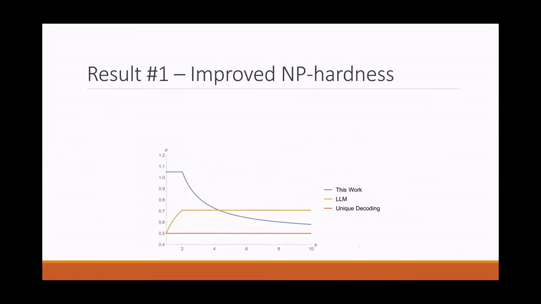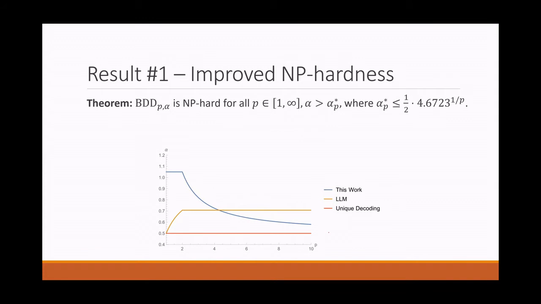So what did we do? Our first result was to show improved NP hardness of BDD. Specifically, we showed that for all p and for all alpha greater than some constant alpha_p star depending on p, BDD is NP hard. These values alpha_p star don't have closed form expressions, but they can be computed numerically to high accuracy. And we can also get a closed form upper bound on these values, as shown here to the right.